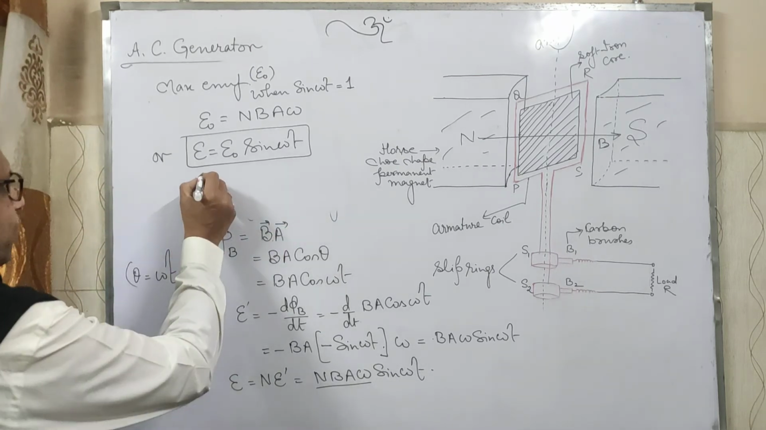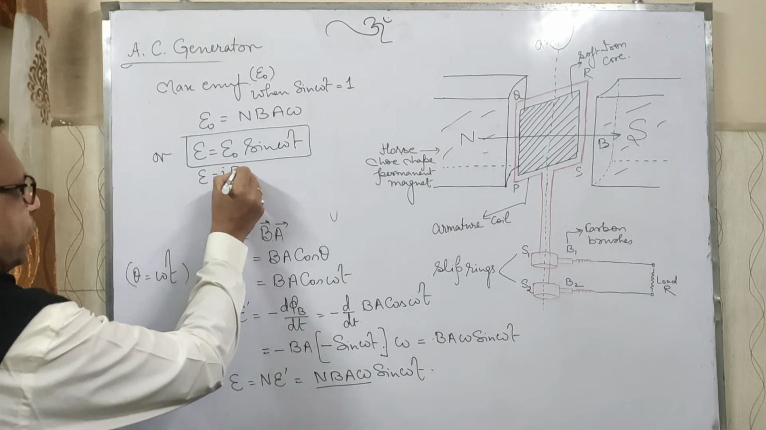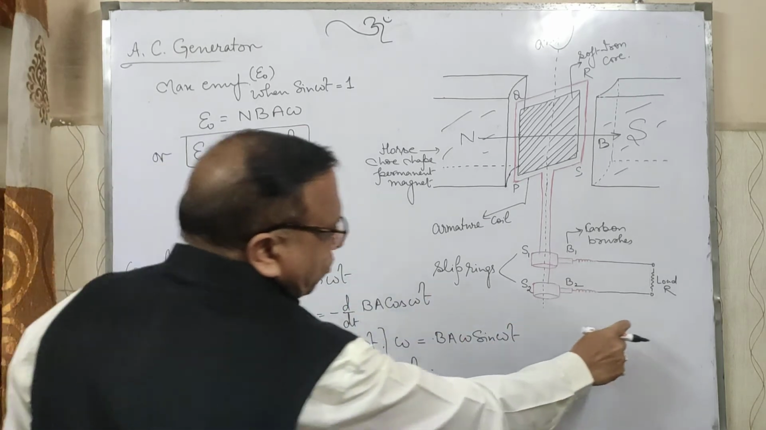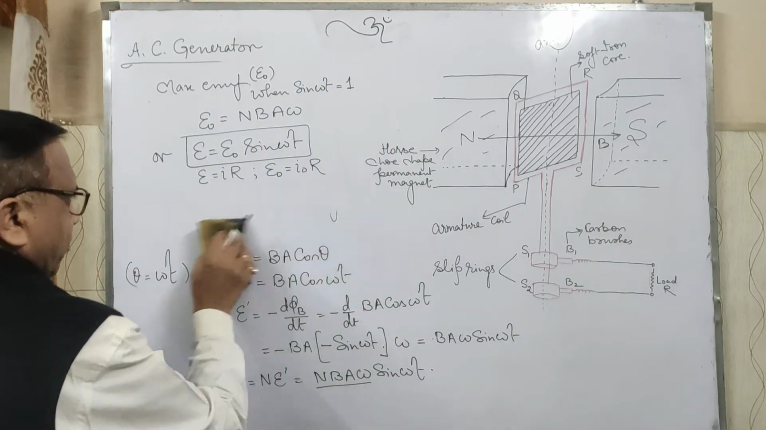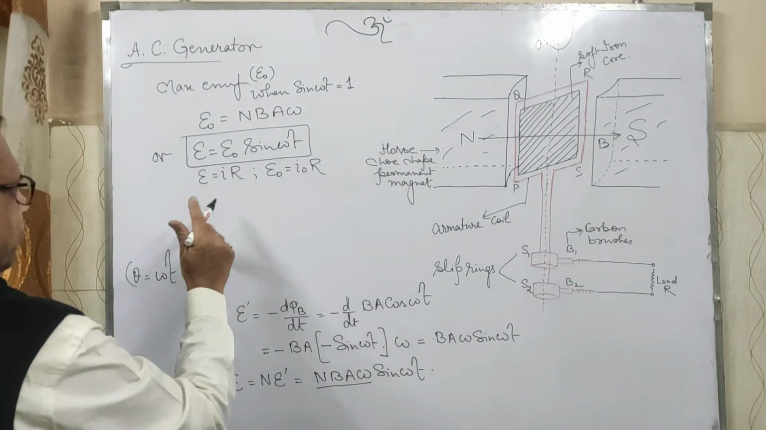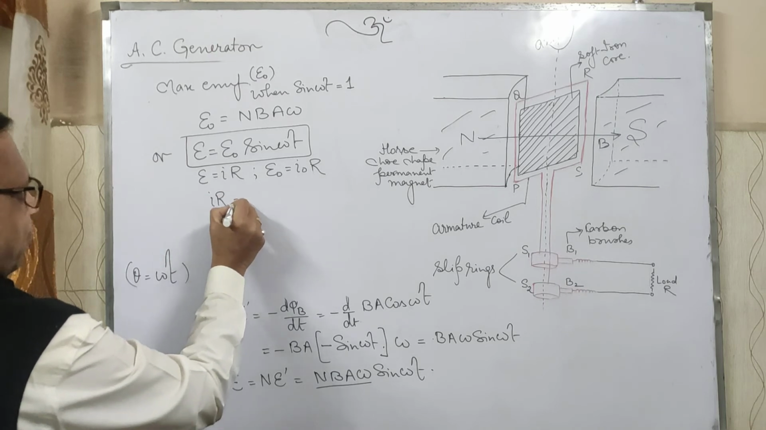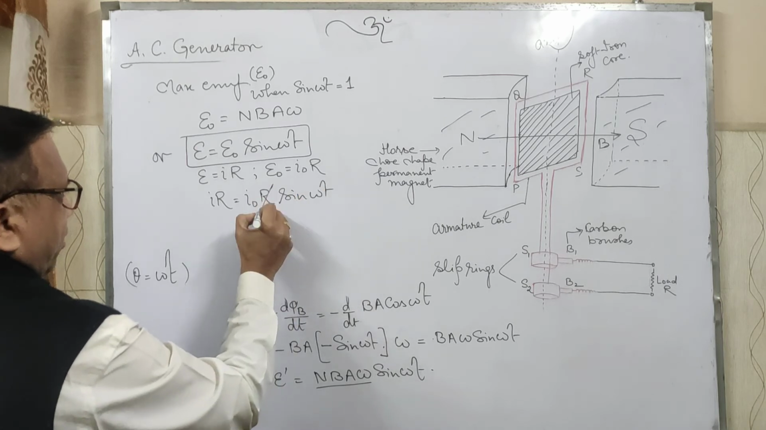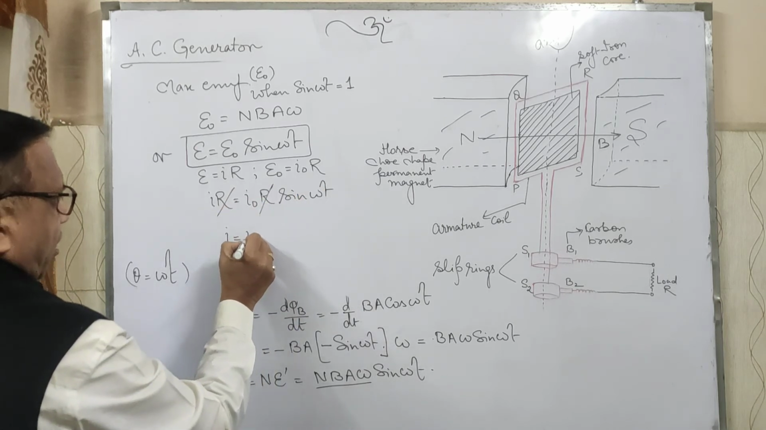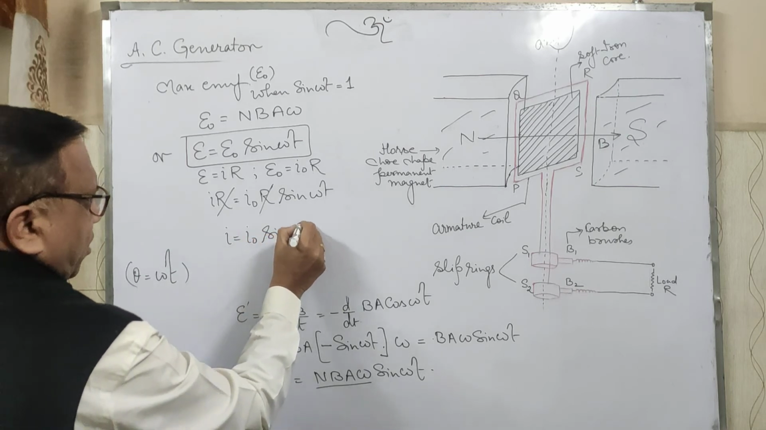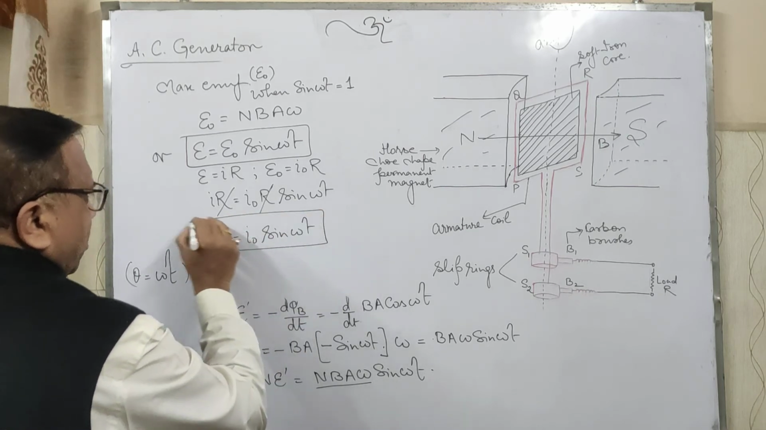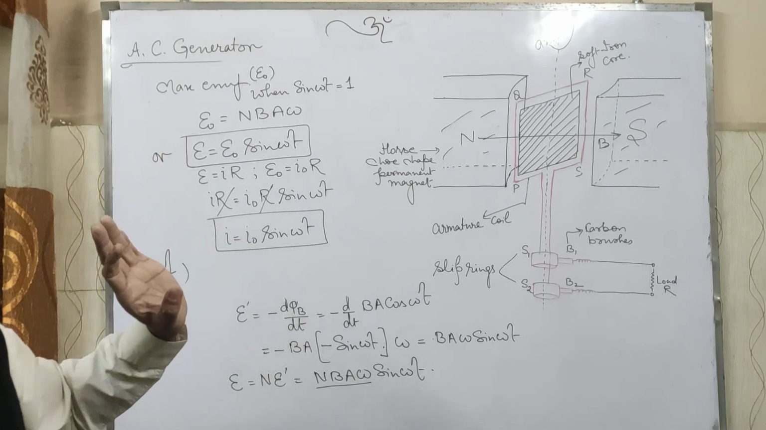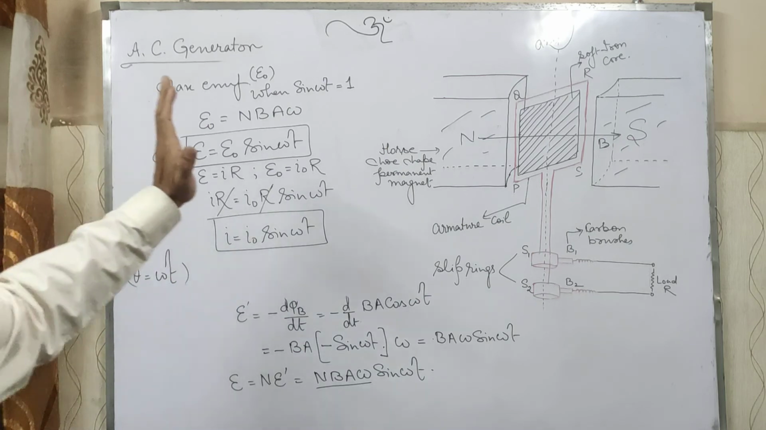E is equal to IR, or we can say E naught is equal to I naught R, where R is the resistance of the load. So we can write IR is equal to I naught R sin omega t, or R cancels out, I is equal to I naught sin omega t. That is the equation of alternating current. So by this, alternating current or EMF is generated. It is about the AC generator.